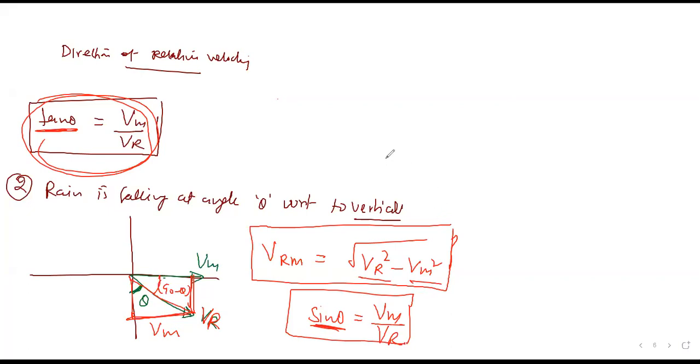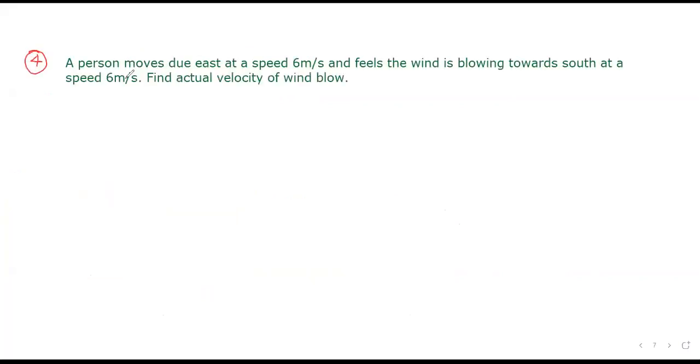Generally, when we solve questions of this type, in two dimensions, we have to use vector rules, because this answer comes from the vector rule. These are direct answers, but if they ask other questions, we have to use vector rules. Let's see some examples. Look at this problem: a person moves due east, at a speed of about 6 meters per second.